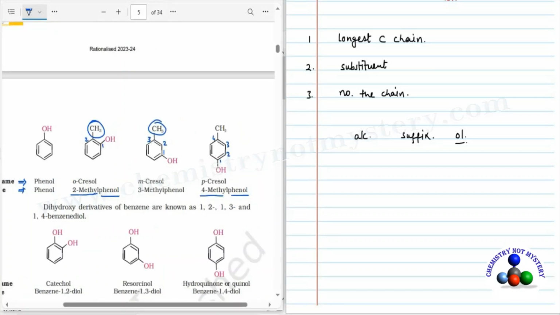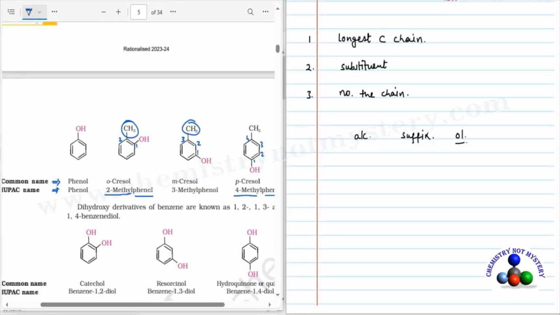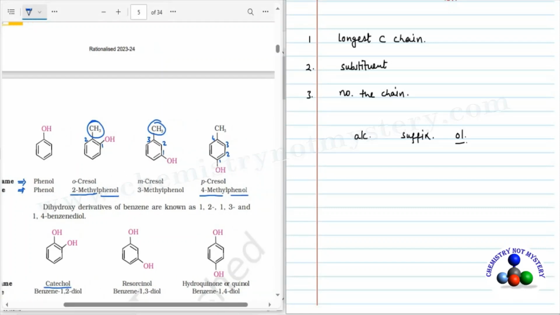Dihydroxy derivatives of benzene are known as 1,2, 1,3 and 1,4 benzene diol. The common name of benzene 1,2-diol, where the OH groups are just adjacent to each other, is catechol. In the second, where the OH groups are at alternate positions, first position and third position, this is called resorcinol. And when the OH groups are diagonal to each other, this is first position, second, third and the next OH is at fourth position, so it is called hydroquinone or quinol.